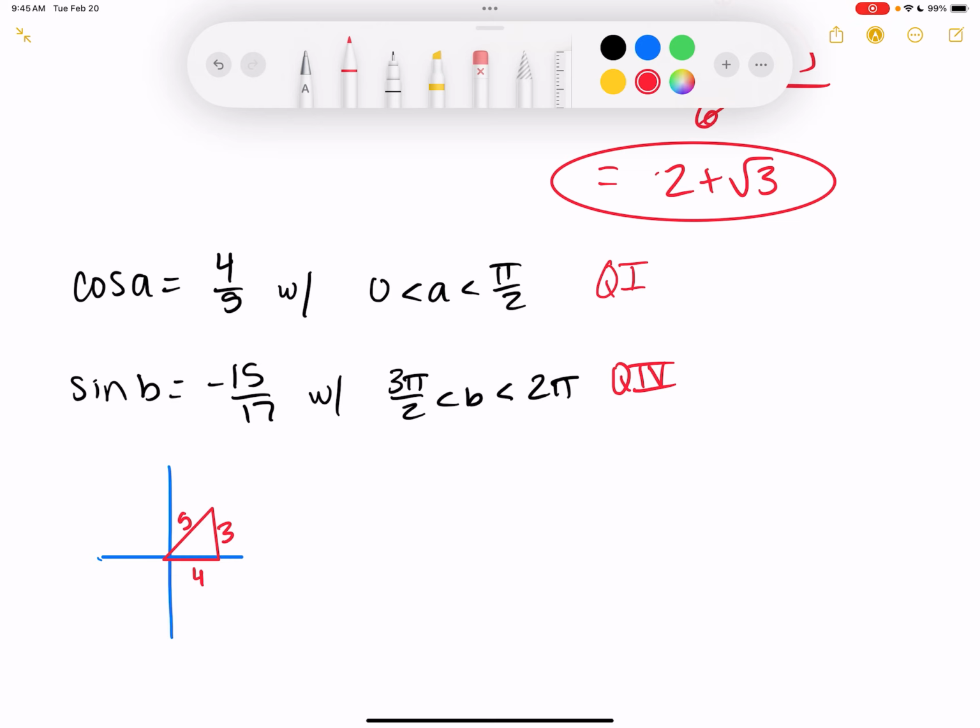So now I have that triangle. Let me do the other triangle now. I'll do triangle B. So this is A, this is B. So this one is down here. Sine is opposite, so negative 15 over 17. And I need to get the other side. So I would do square root of 17 squared minus 15 squared. I don't know that off the top of my head.